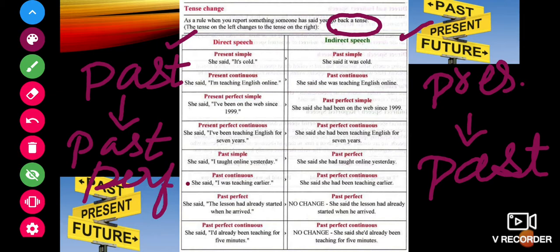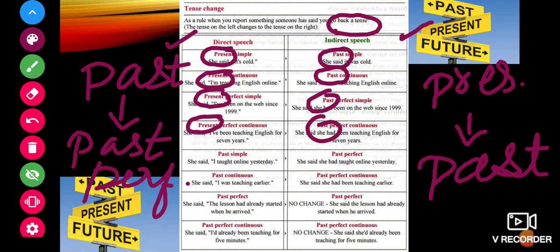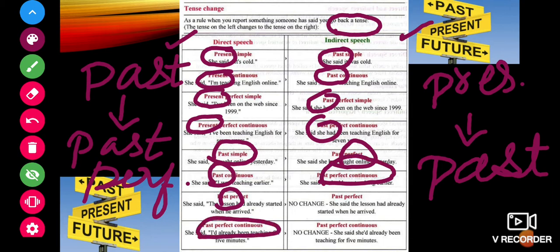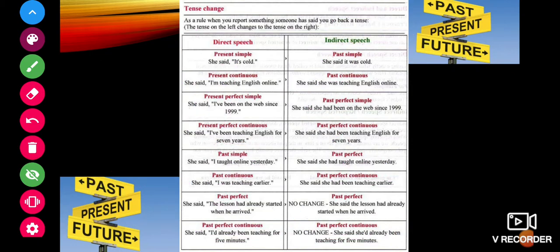Now look at the table carefully. You will see that all the present tenses have changed to past tenses, and all the past tenses have changed to perfect tenses, and there's no change in the past perfect tense, because past perfect tense is always the last step, the dead end. If the direct speech is in simple present, the indirect speech is in simple past.